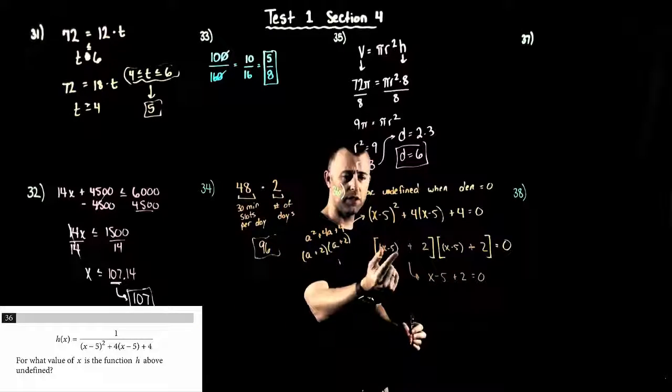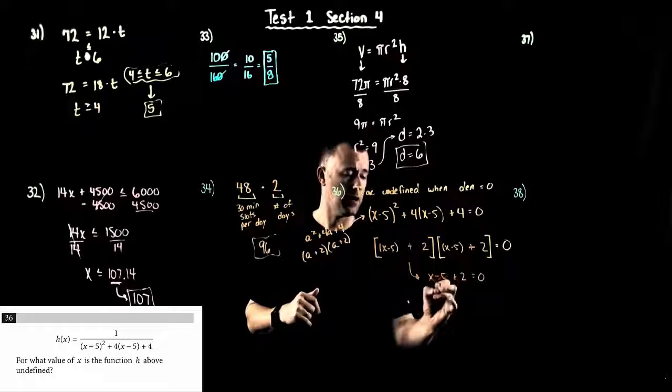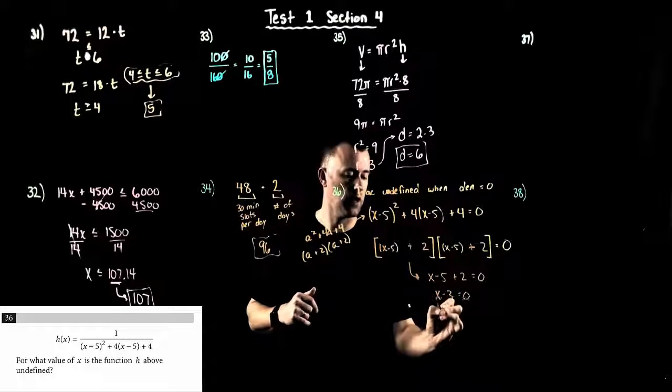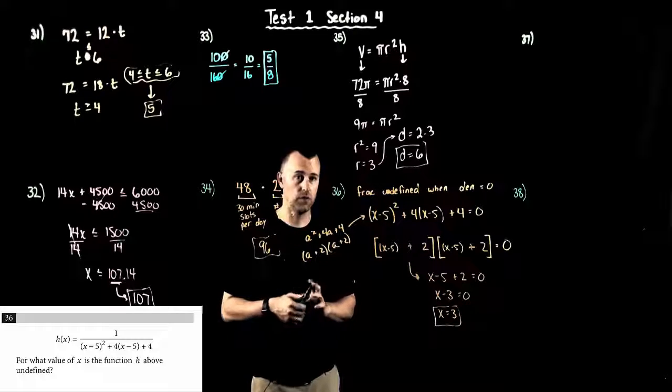I don't need the parentheses anymore because it's not like I combine them with anything. So I have no parentheses. I get x, and then this is minus 3 equals 0. So x is equal to 3. And they're looking for x, and that's the only answer you get. So x is 3 for number 36.